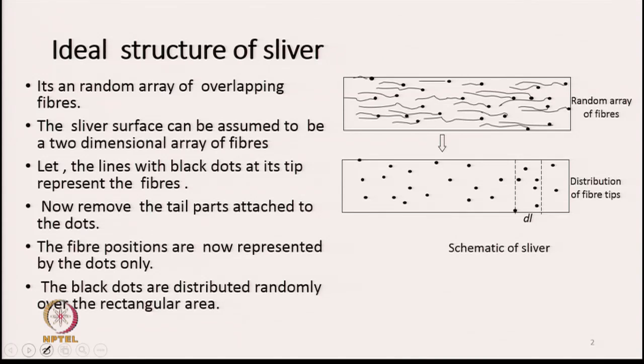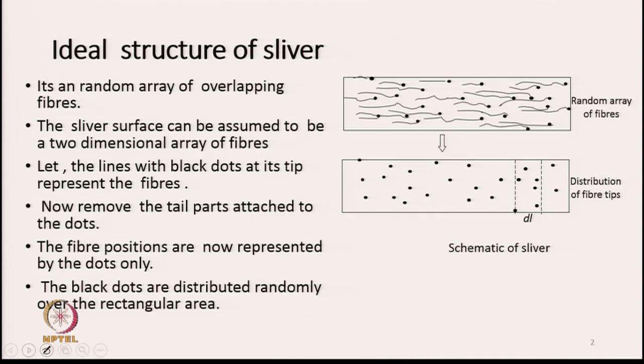On the right hand side, you see a schematic of fibers randomly placed within a rectangle which is representing the sliver. In each and every line there is a black dot at its tip. The line with the dot represents the fiber. So, the dot basically represents the tip of the fiber.